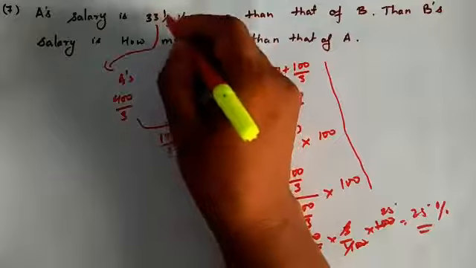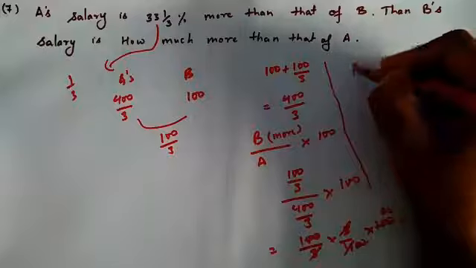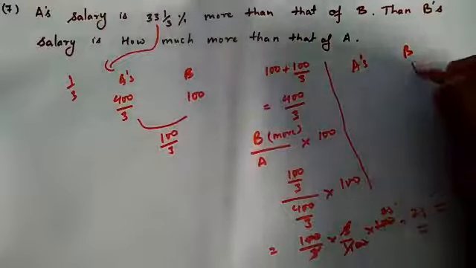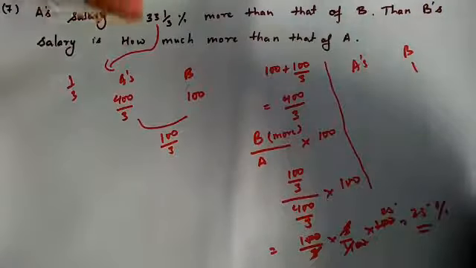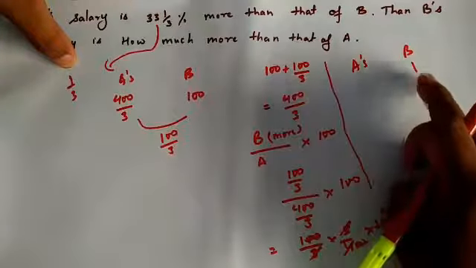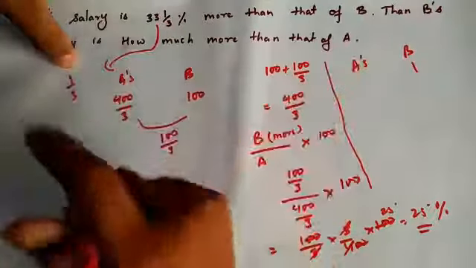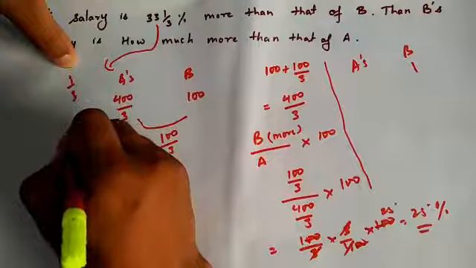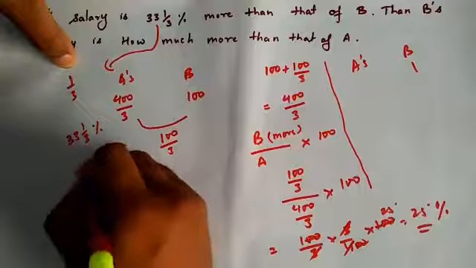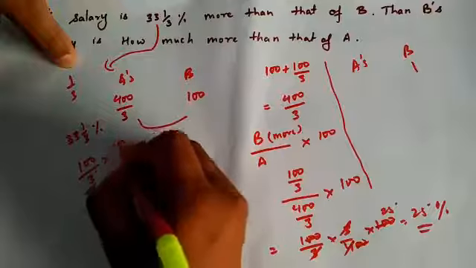Like 33 1/3 is 1/3 in fractions. Let's say A and B. Now I'm not taking 100, I'm taking 1, because I'm solving this question differently, with the help of numbers. And 33 1/3 means how much? How this comes is, 33 1/3 means that is the percentage I'm calculating. 33 1/3, that is 100 by 3, if I convert the percentage.